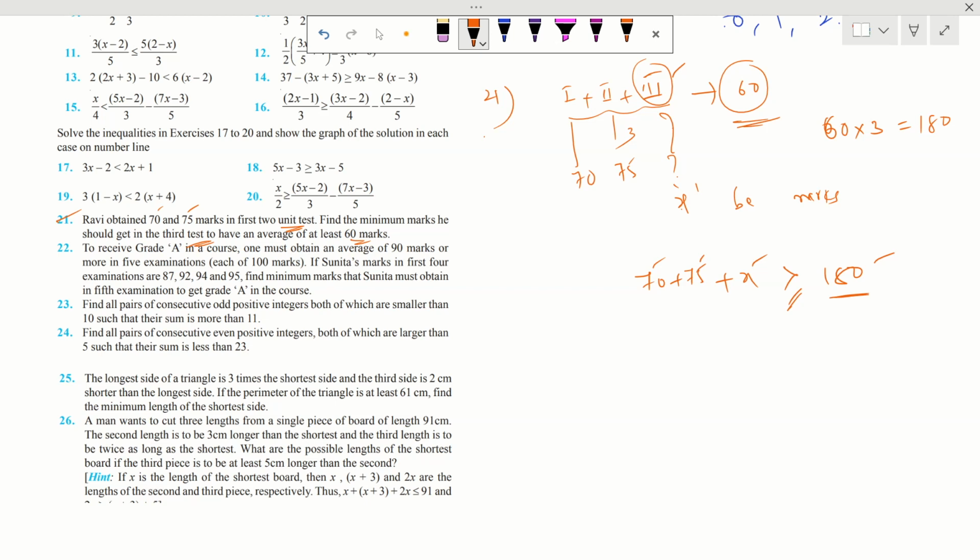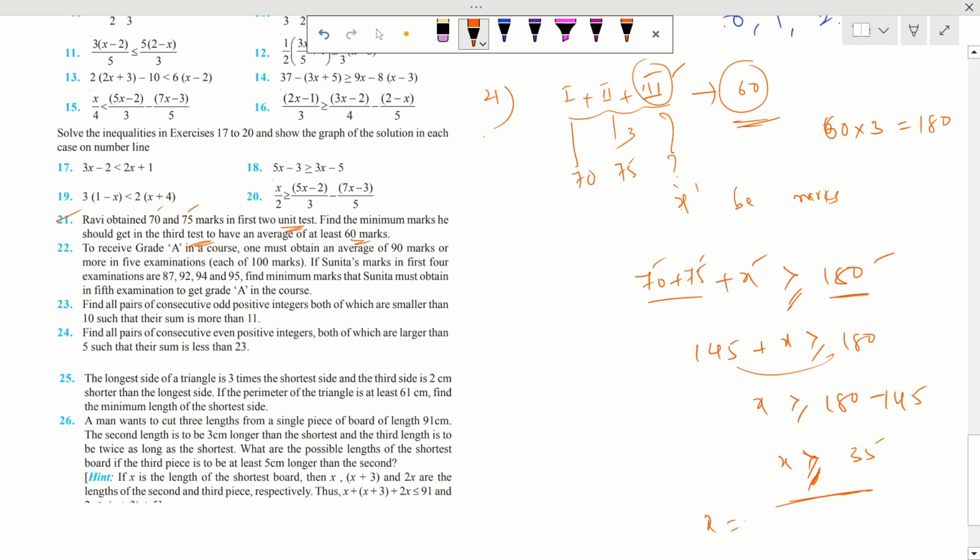Okay, so it will be 145. 70 plus 75 is 145, plus x. It should be greater than or equal to 180. If we solve this, if we take this side, then it will be negative. x is greater than or equal to 180 minus 145. Then x is greater than or equal to how much? We'll be having 35. So the minimum marks should be 35.